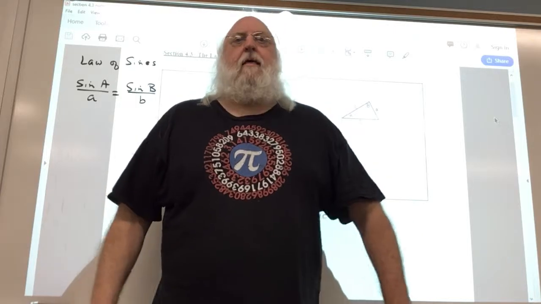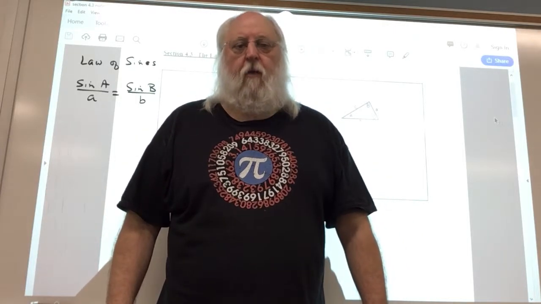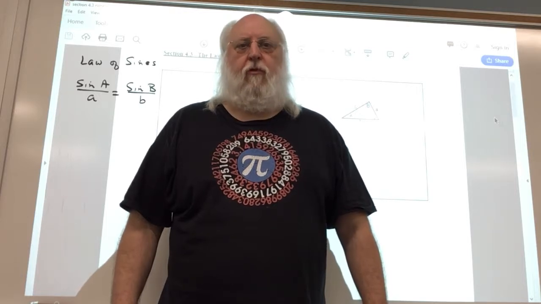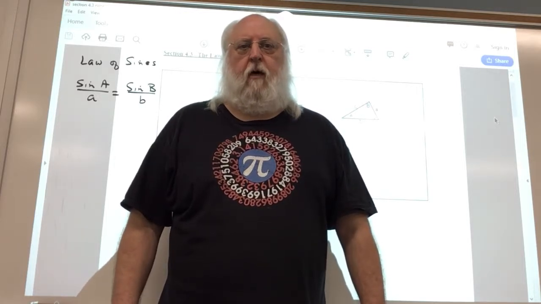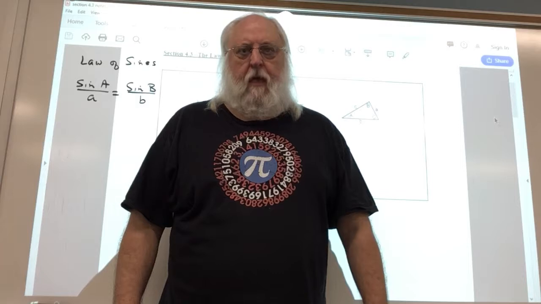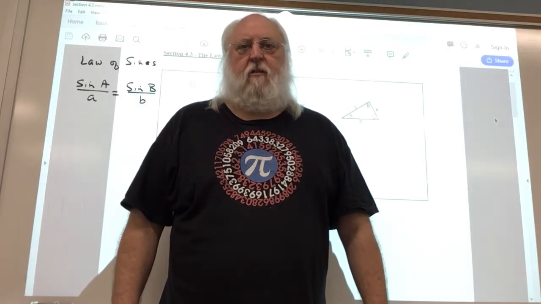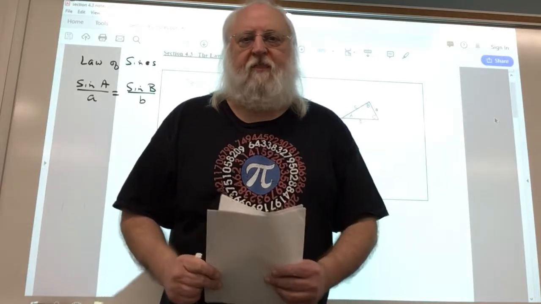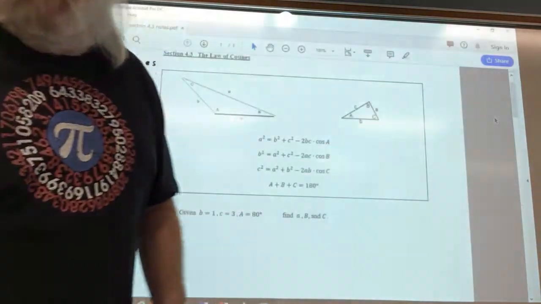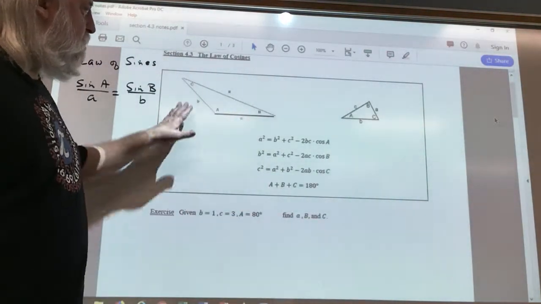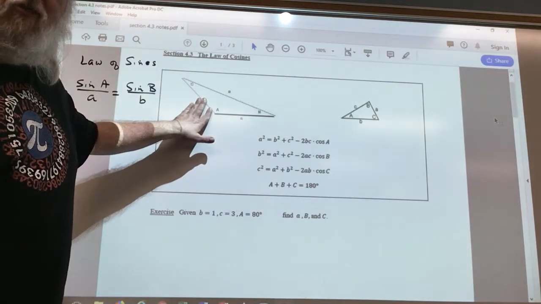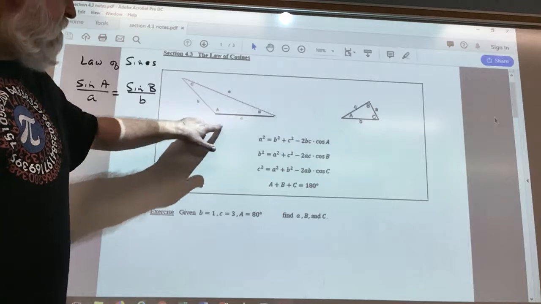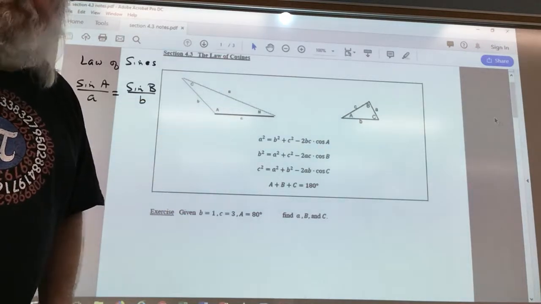Hello class. In this video, I give you an introduction to section 4.3 in your textbook on the law of cosines. In the previous section, section 4.2, you learned about the law of sines, which we use in solving oblique triangles. And remember, an oblique triangle is a triangle that does not contain a 90-degree angle.